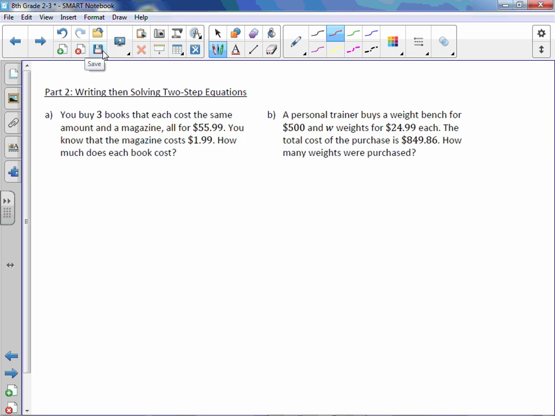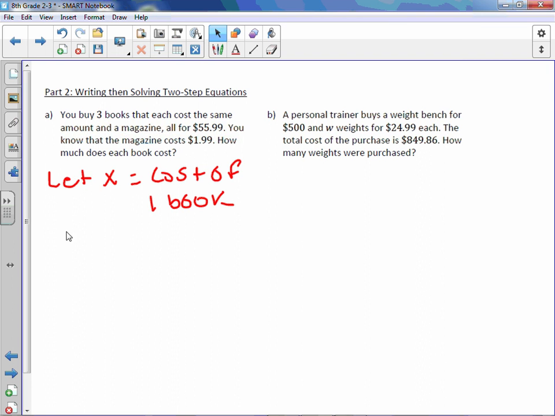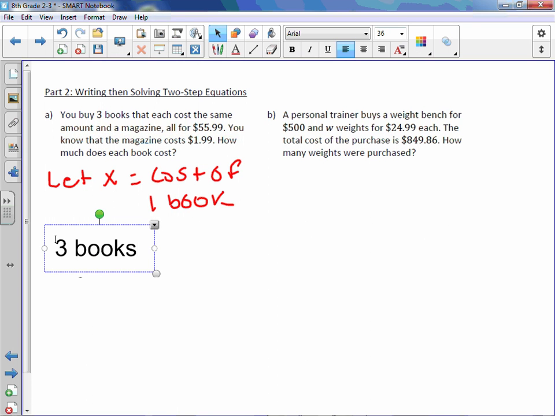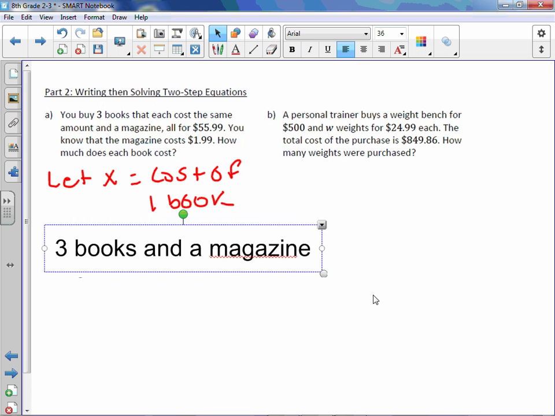Let's start with a variable. We want to know the cost of one book, so let x equal cost of one book. Now, we need to write this in words that are a little bit simpler. Okay, we know we're buying 3 books and a magazine.